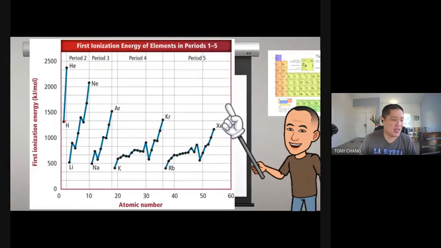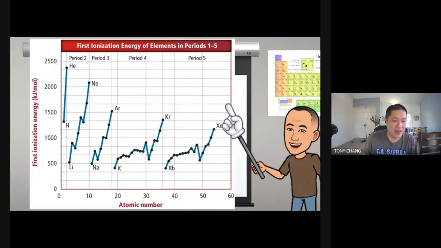Hydrogen has one electron, so taking the toy away from him, not that big a deal. But helium has a full shell, does not want to give it up. It is not going to give up that electron. So the ionization energy is going to be extremely high. All the noble gases are extremely high. So we have helium, neon, argon, krypton, xenon. All of these ionization energies are going to be super high. Why? Because it does not want to give up an electron. Because it's satisfied. It has a full valence shell.